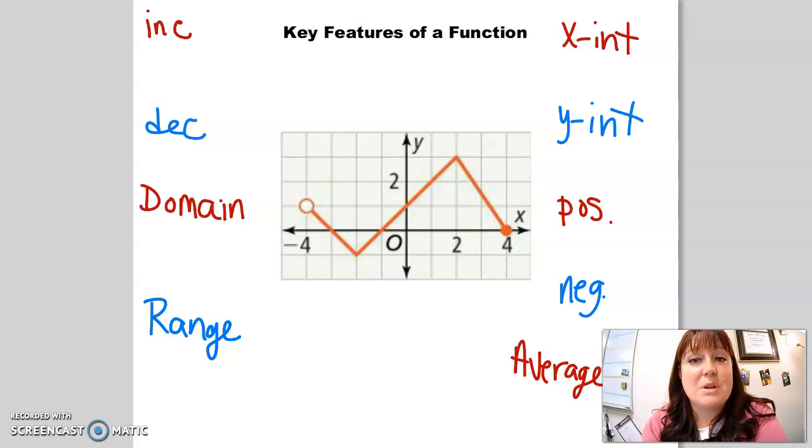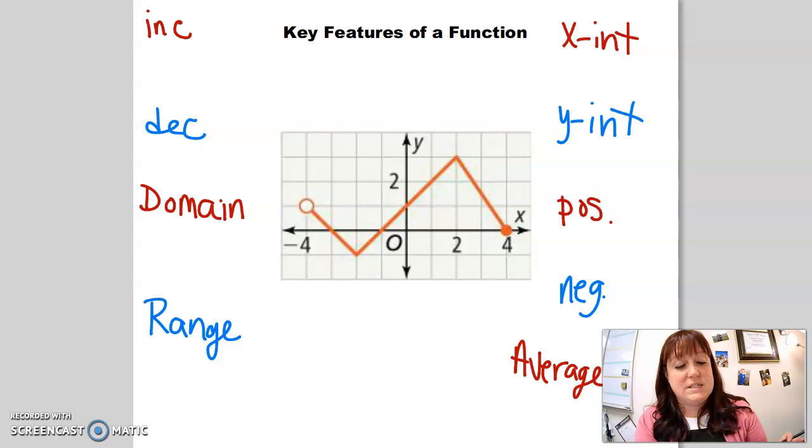We're going to do x-intercept and y-intercept. So x-intercept means where it crosses the x-axis. These are also called the zeros. They're also called the solutions. But really, all it is, where does it cross the x-axis? So we're just going to find the number where it crosses the x-axis.